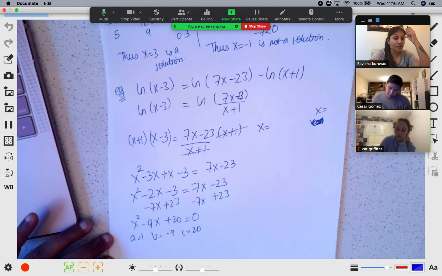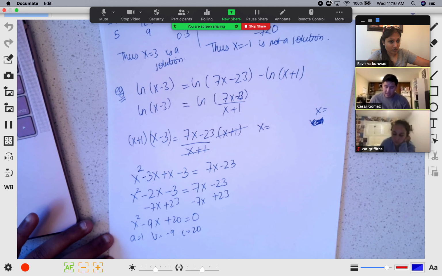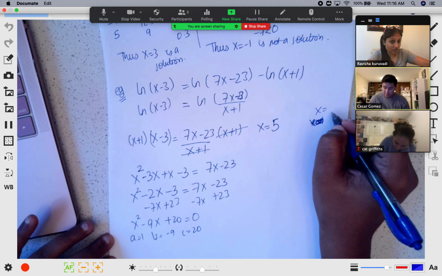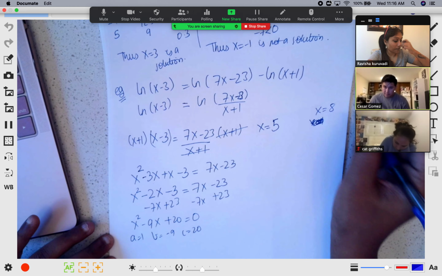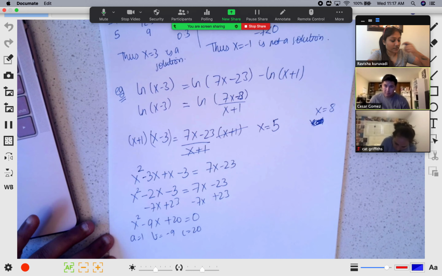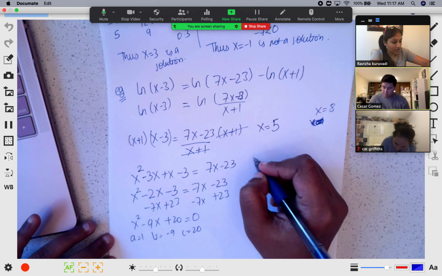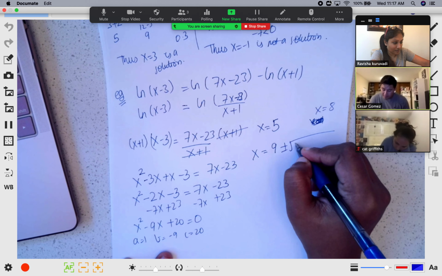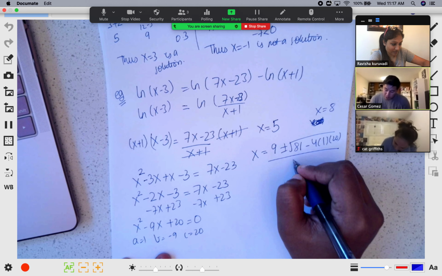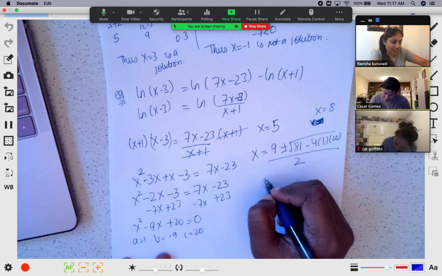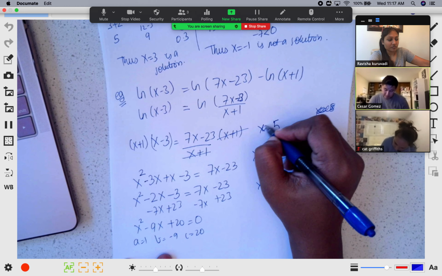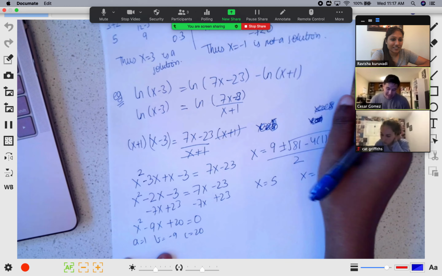Caesar, did you get the values of x? Yes. I got x equals 5 and x equals 8. Let me use the formula. You get 9 plus minus square root of 81 minus 4, all right, never mind. X equals 4. Yes, you get x equal to 5 and x equal to 4. I knew that was wrong too. I looked at it and I was like, something's wrong.